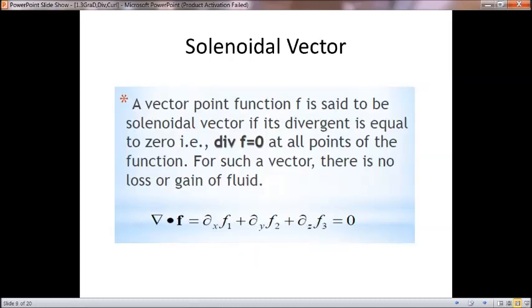Based on this divergence function, we have one property. This gives a solenoidal vector. You know what a solenoid is? A wound structure. Wound structure means a continuous rotation of field effect will be there. So a vector point function f is said to be solenoidal if its divergence is equal to 0. If the rotational component is there, then plus, minus, plus, minus, like that the field effect will be induced. Divergence: diverge out, diverge in, diverge out, because it's wound.